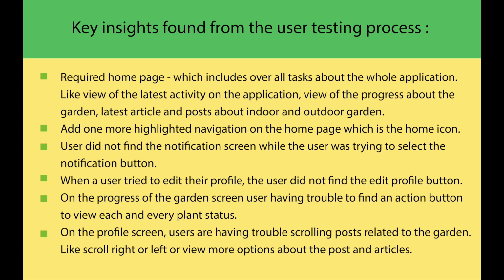The user did not find the notification screen while the user was trying to select the new notification button. When a user tried to edit their profile, the user did not find the edit profile button. On the progress of the garden screen, the user had trouble finding an action button to view each and every plant status.